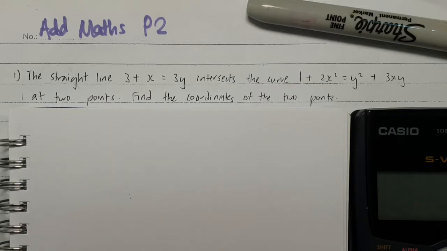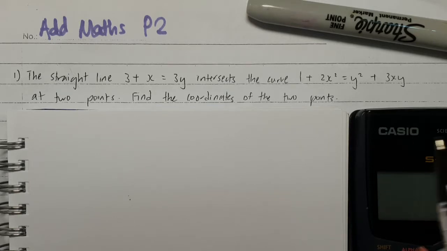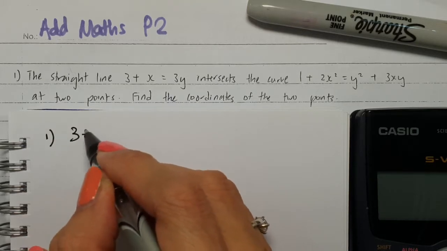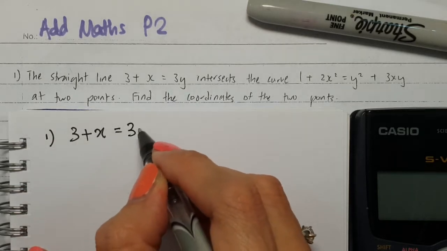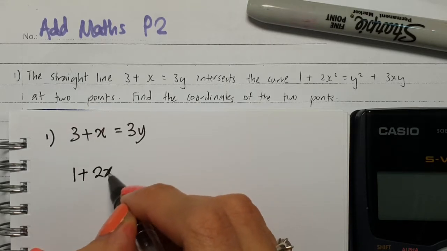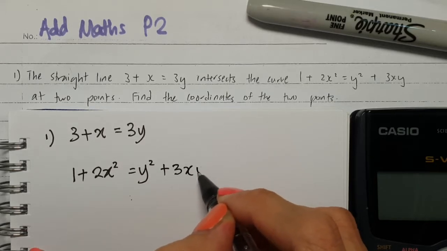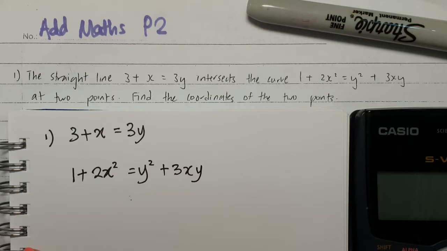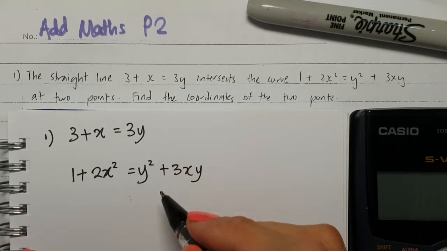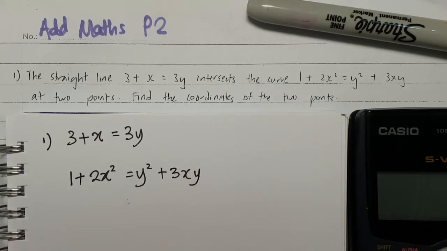So let's begin. Now, normally question number 1 is something to do with simultaneous equation. So we have 3 plus x equals to 3y intersects with the curve 1 plus 2x squared equals to y squared plus 3xy at 2 points. That means we will have 2 solutions if we solve these 2 equations simultaneously. So our objective is to find the coordinates of those 2 points.